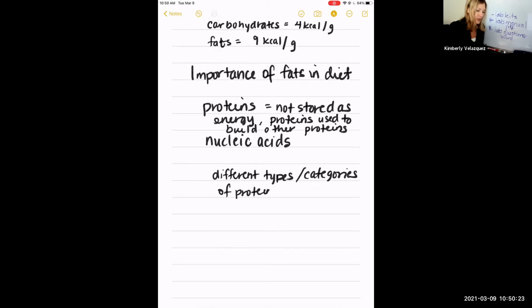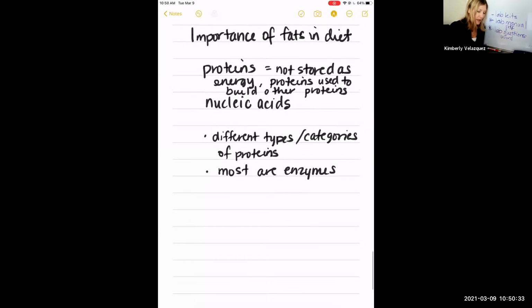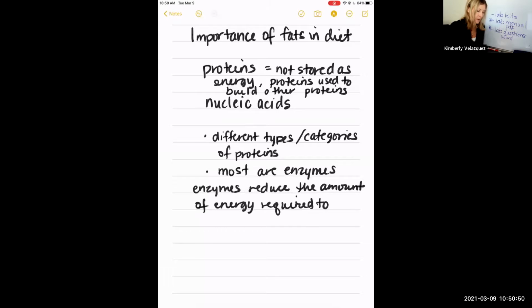And none of those are energy sources. Most of your proteins are enzymes, so it's important to understand what enzymes do. Enzymes actually reduce the amount of energy that's needed to start a chemical reaction. And without enzymes, most chemical reactions in the body couldn't take place.